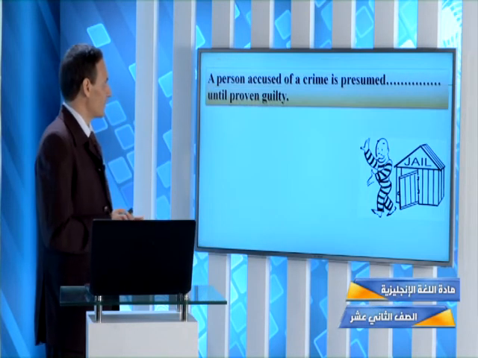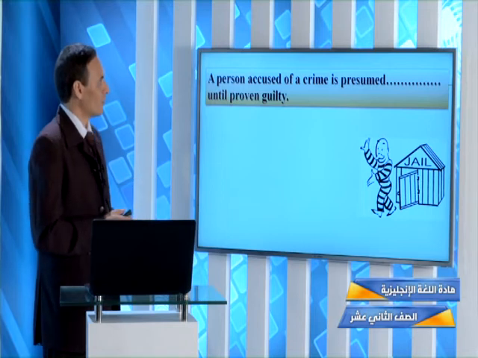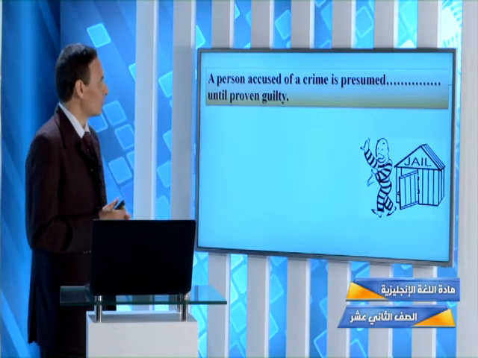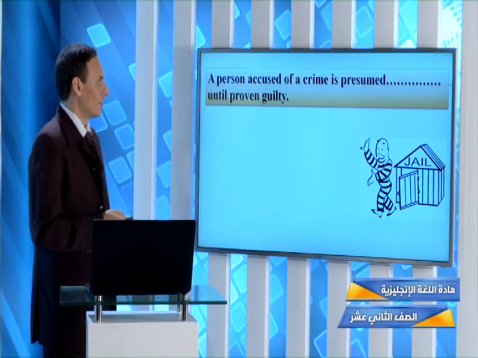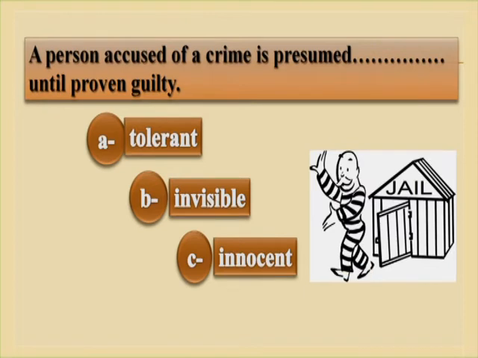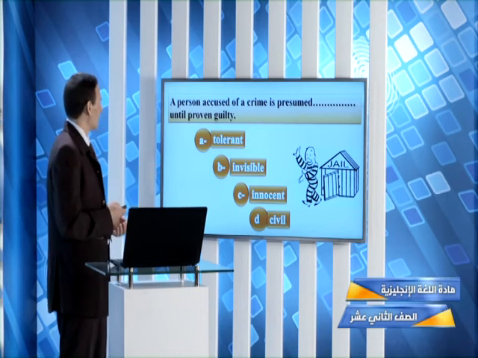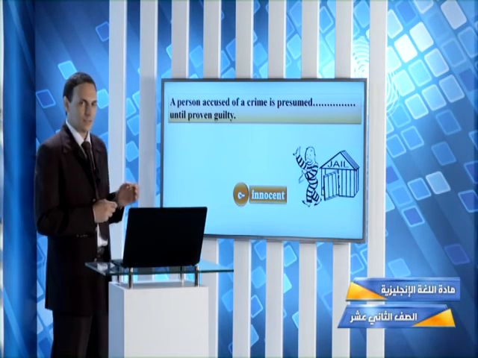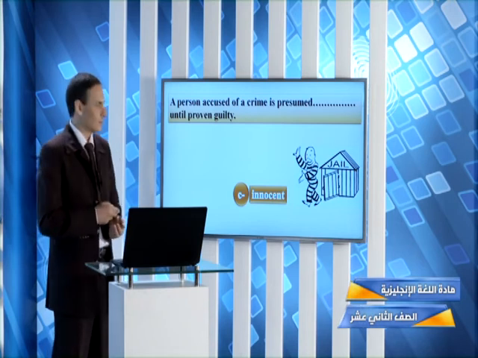Next sentence reads, a person accused of a crime is presumed, and then space, until proven guilty. The list of distractors: tolerant, invisible, innocent, and the last word is civil. Select one word to complete the meaning of this sentence. Well done. A person accused of a crime is presumed innocent until proven guilty.